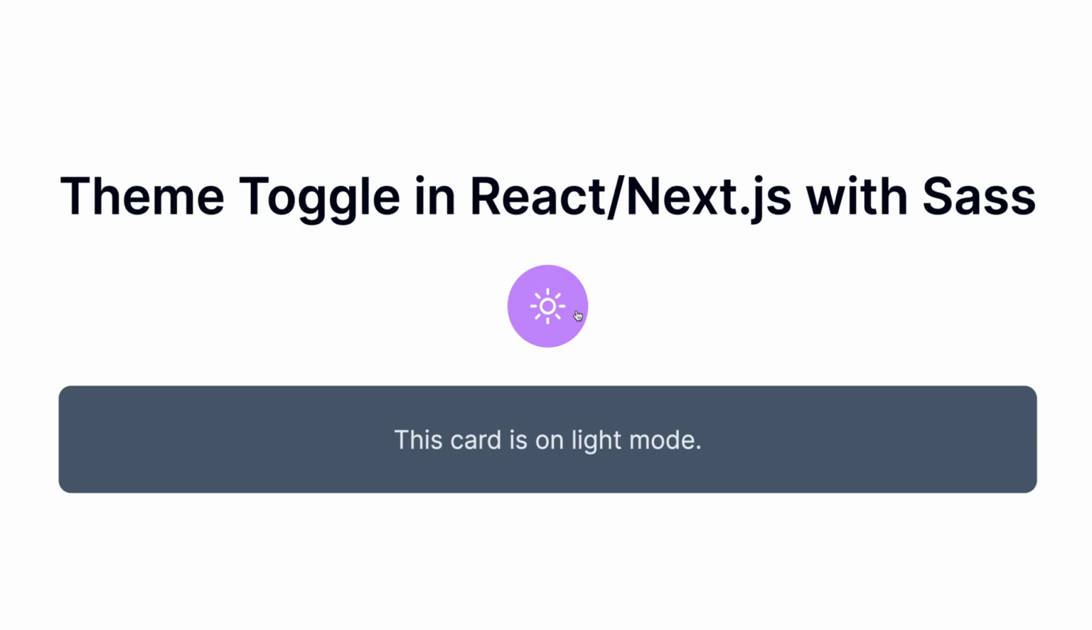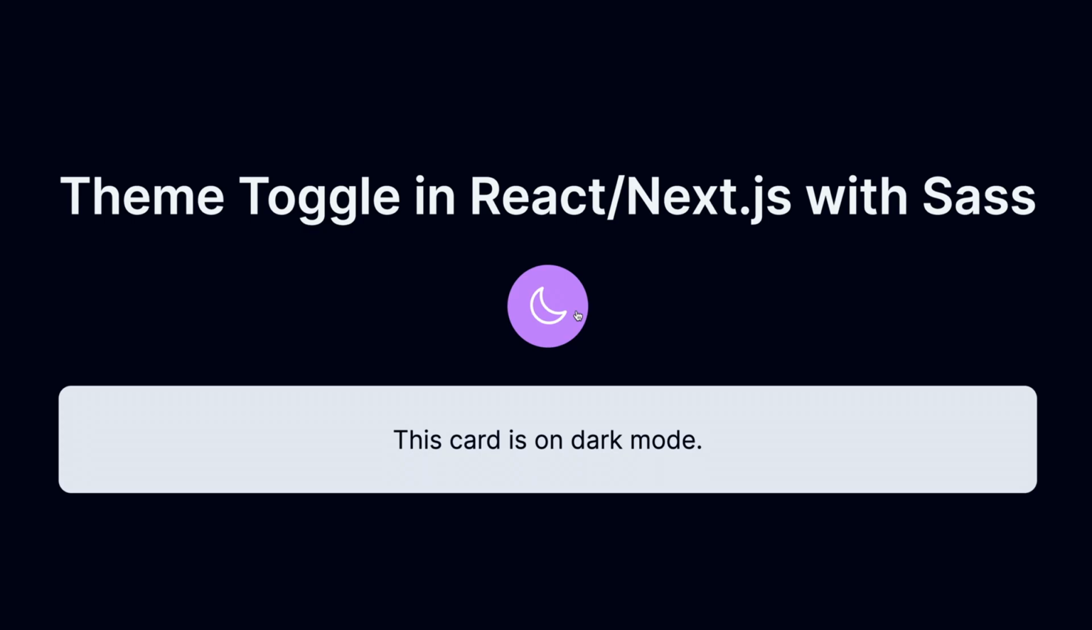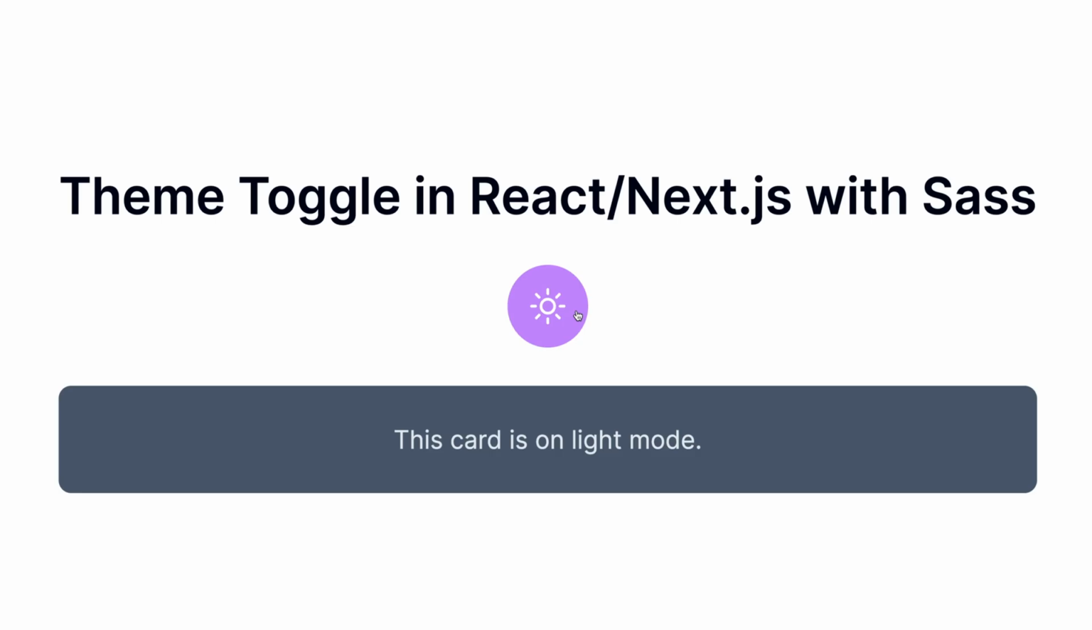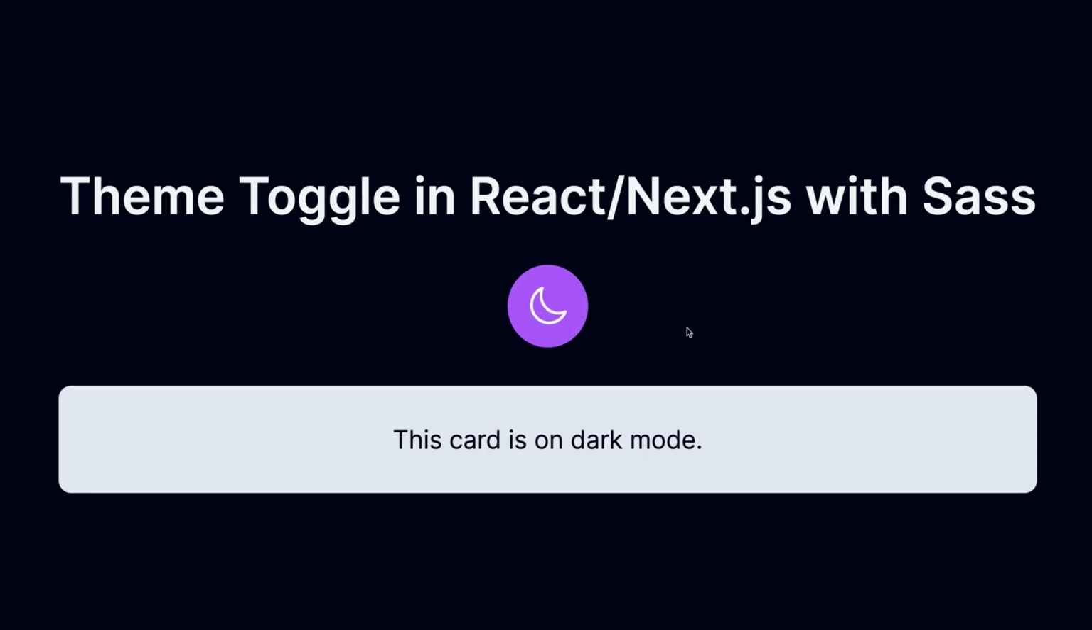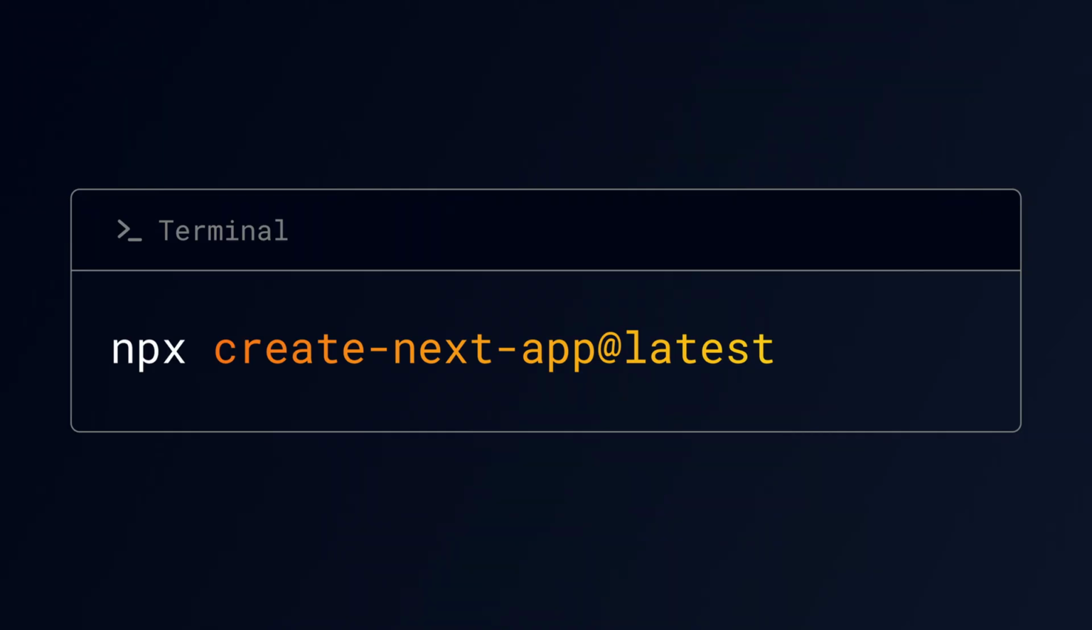Dark mode has become a standard feature on websites today. So here's a simple way to implement a toggle in your React Next.js app with Sass. First, let's create a new Next.js app with npx create-next-app.